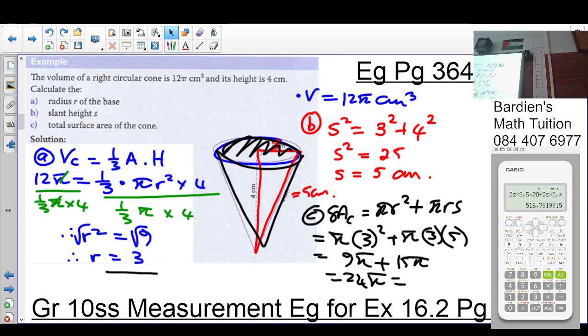And then we can just put that in the calculator. Pi times 3 squared plus pi times 3 times 5, 24 pi, which is 75,4 centimeters squared.